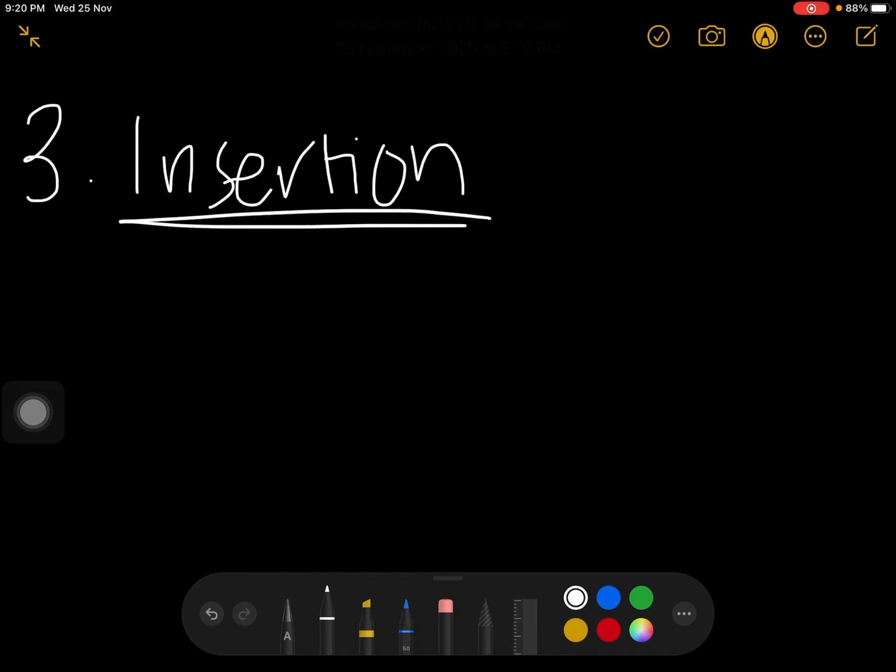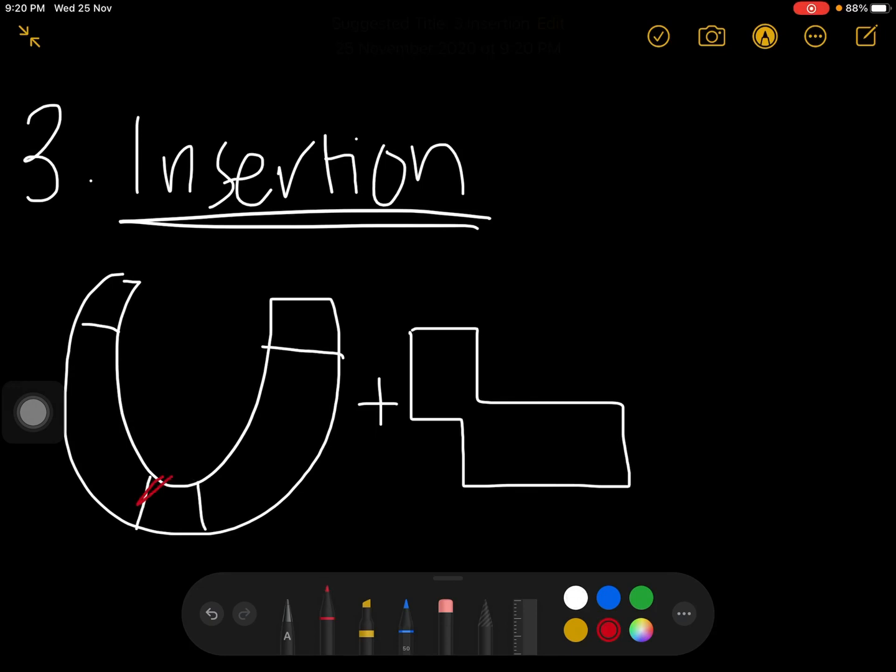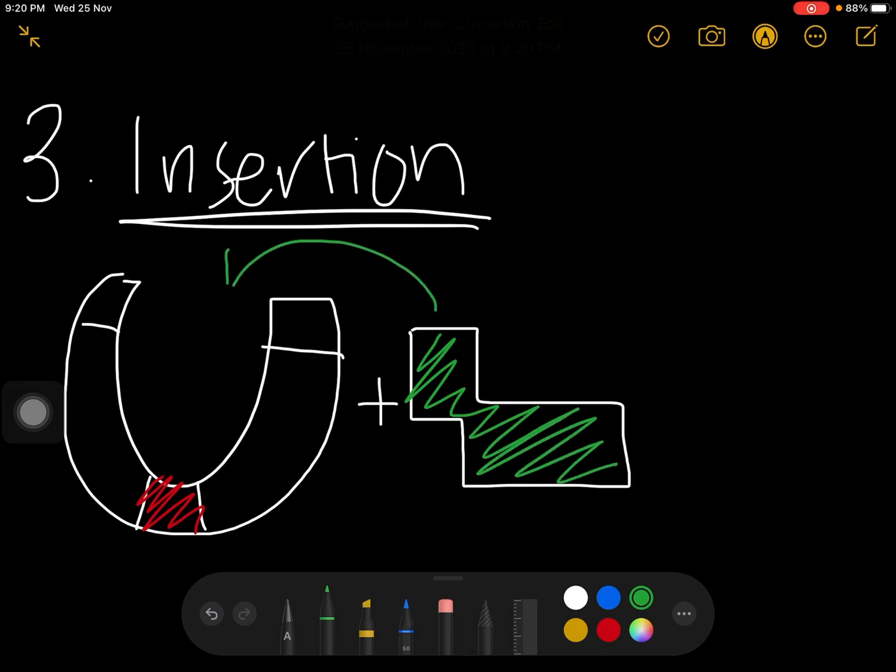So the third step is insertion. What will happen here is the DNA fragment is inserted into a plasmid. From this, plus this one, this is what we call insertion. So we insert the target gene into the plasmid. Both the target gene and the plasmid are joined by using DNA ligase.